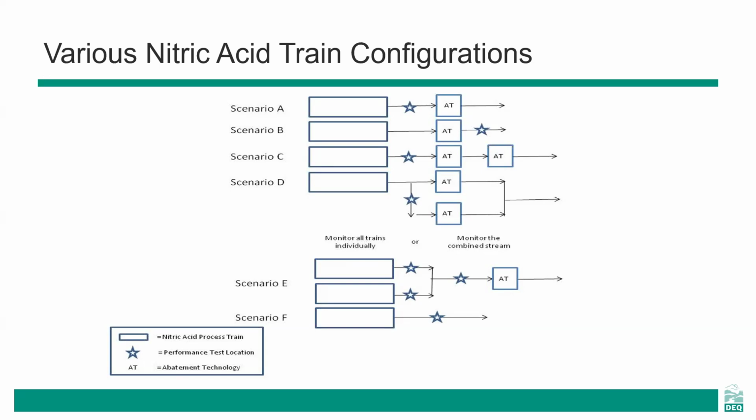V3B. To calculate emissions in scenario D with two abatement technologies in parallel, reporters should use equation V3C. To calculate emissions in scenario E with two trains monitored together, reporters should calculate emissions with V3A. To calculate emissions in scenario F with no abatement technology after the test point, reporters should calculate emissions with equation V3D.